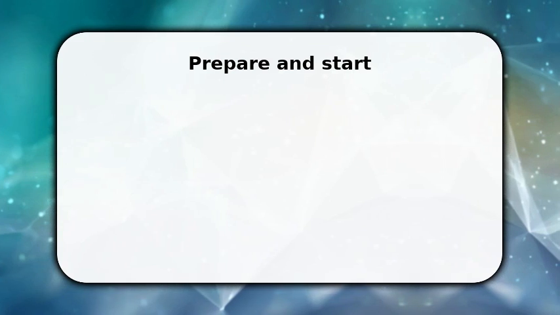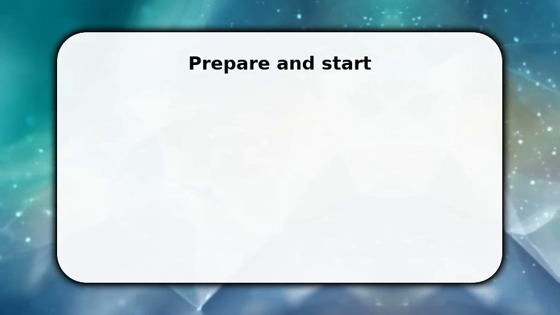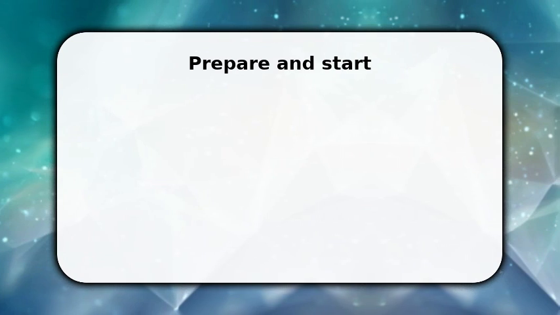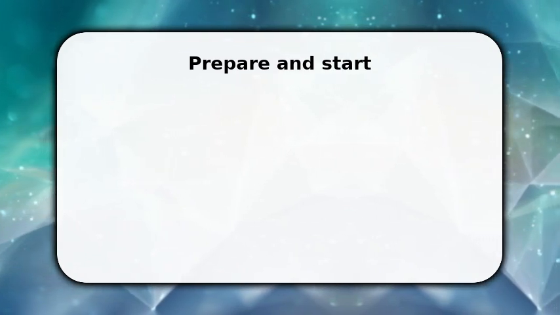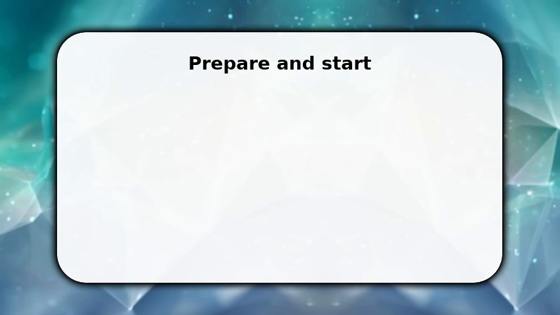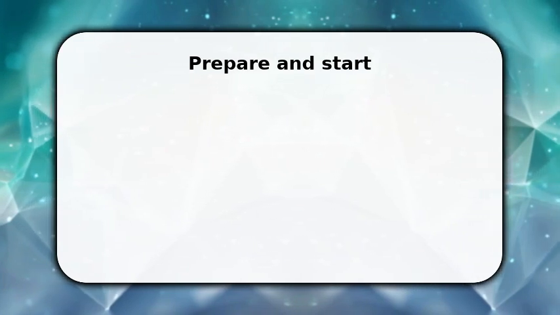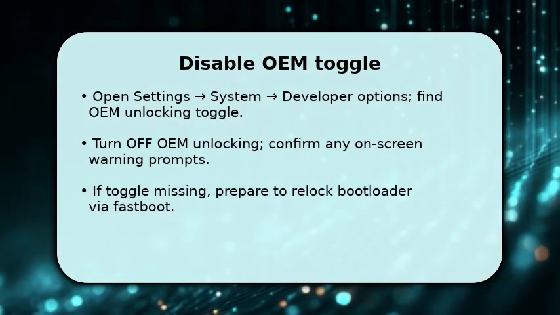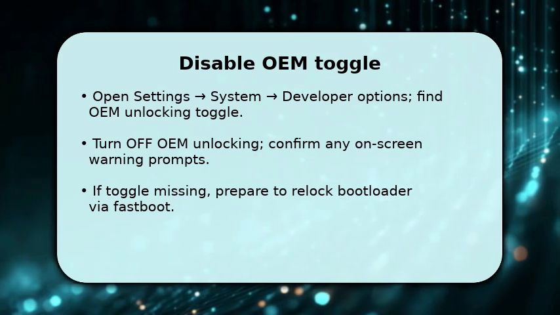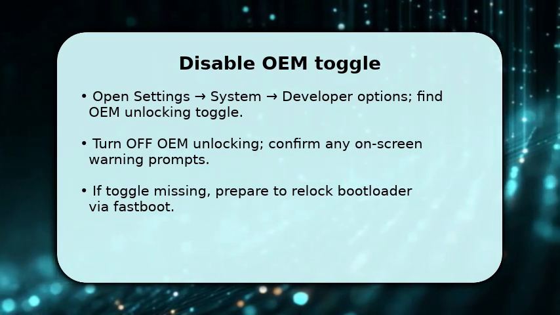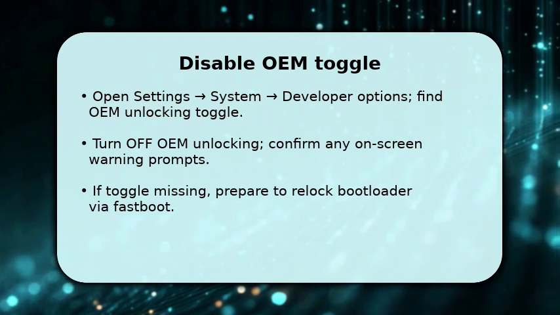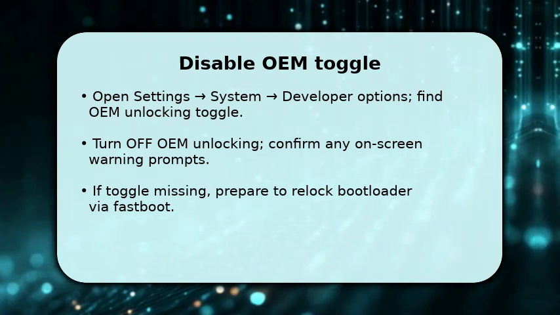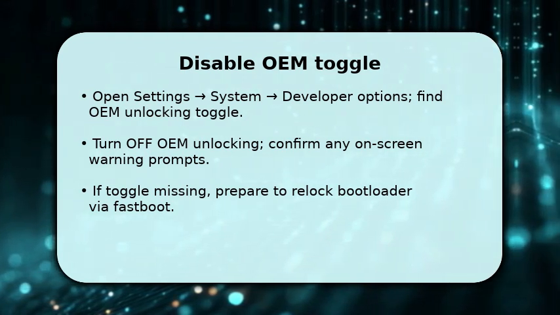Make sure USB debugging is enabled so you can use fastboot if needed. Now connect the phone only if you plan to use fastboot. Otherwise, stay in Settings to toggle the OEM unlocking option next. In Developer Options, locate the OEM unlocking switch and turn it off. You will see a warning explaining it prevents future bootloader unlocks, so read and confirm if you agree.